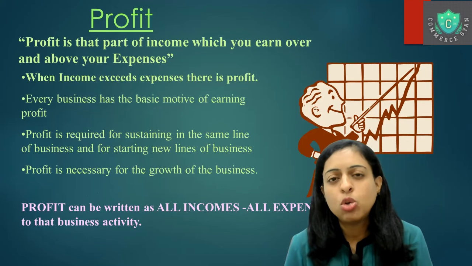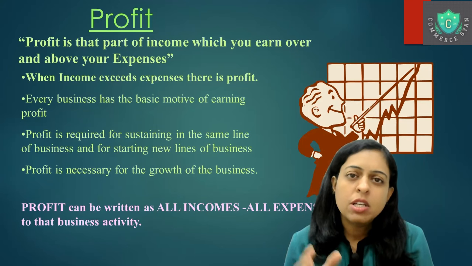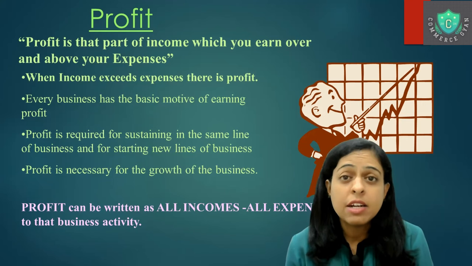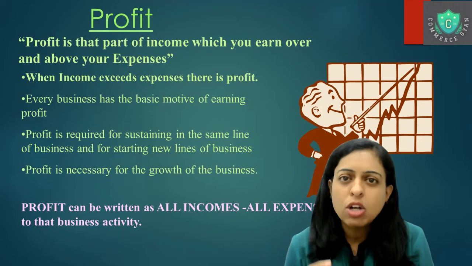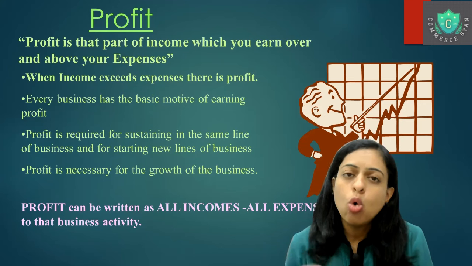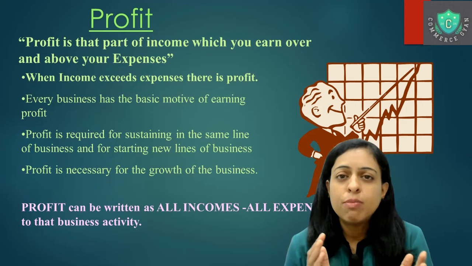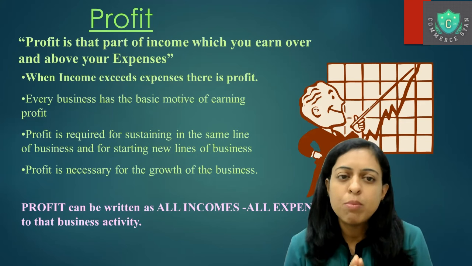expense. So like I told you, if you sell goods worth 1000 and you buy that same product at 700, income is 1000, expense is 700, and 300 becomes your profit. Okay. So profit is that part of income which you earn over and above your expense. So if my expense was 700, if my income was 1000, then what is my income over and above this 700 rupees? It is 300. So that 300 becomes my profit.